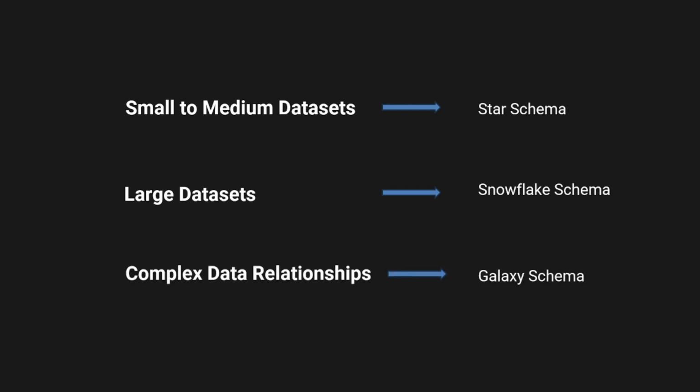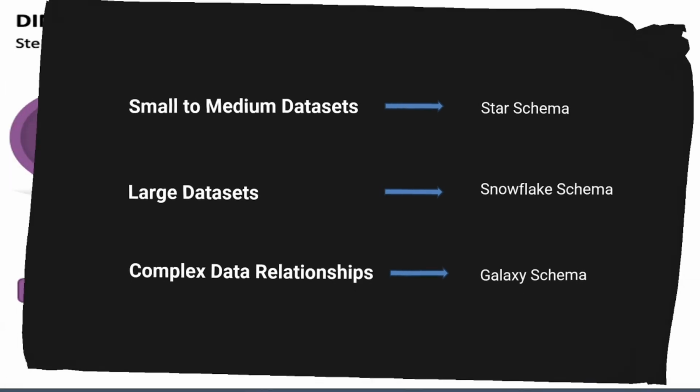Highly complex data relationships. If you're juggling multiple fact tables and shared dimensions, the Galaxy schema is the way to go. Remember, there's no one-size-fits-all solution. The key is to match the schema to your business needs.